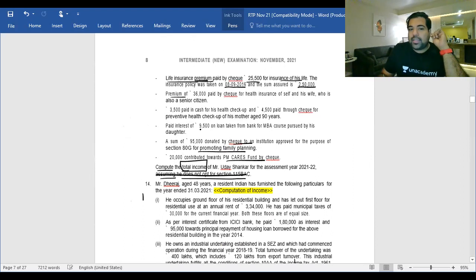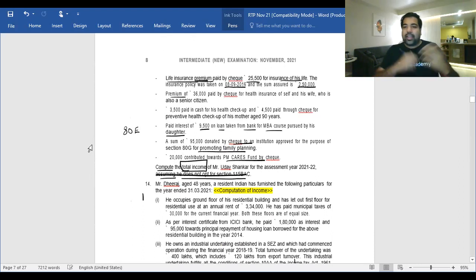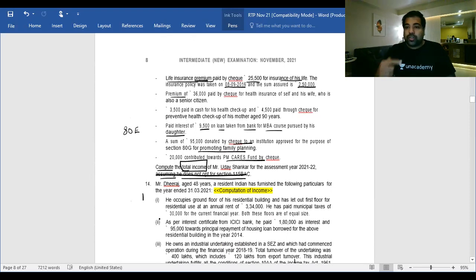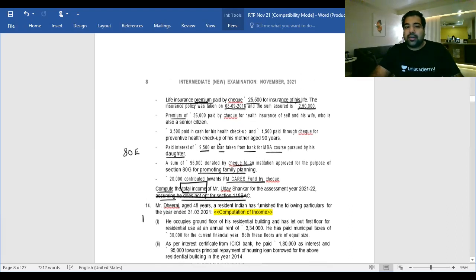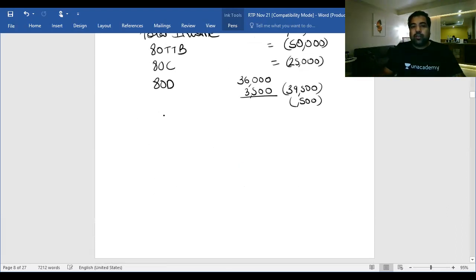Next. Paid interest of 9,500 on a loan taken from a bank for the MBA course pursued by his daughter. There's a section called 80E. E is for education, and the entire E series is for interest. So if you or your spouse or your children have taken an education loan and you're paying interest, then for 8 years, the year you start paying plus 7 more years, you will get a deduction of the interest you pay. So this is under 80E, 9,500.